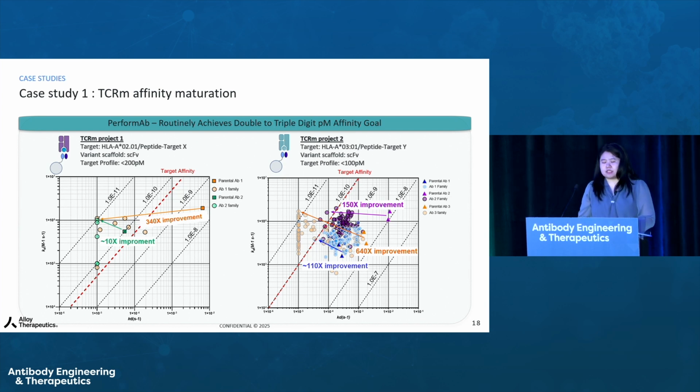From the case on the left, you can see at most we can achieve 340-fold affinity improvement while maintaining its target specificity and the developability of the construct. And for the case shown on the right, for all antibodies, we were able to achieve more than 100-fold affinity improvement, and at most we achieved more than 640-fold affinity maturation.